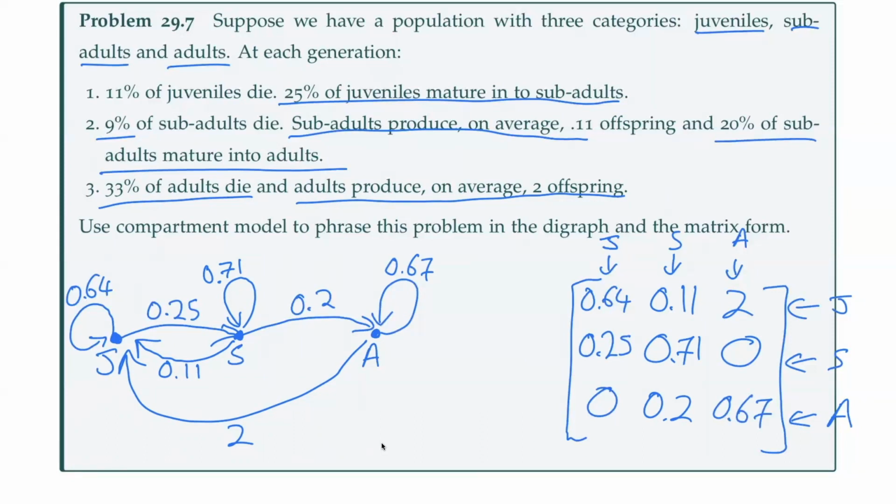Okay, so have a go at practicing going back and forth between digraphs and matrices. And we'll talk a little bit next time about how we can use these representations of digraphs and compartment models to understand Markov chains and page ranking algorithms. Okay, thanks very much.